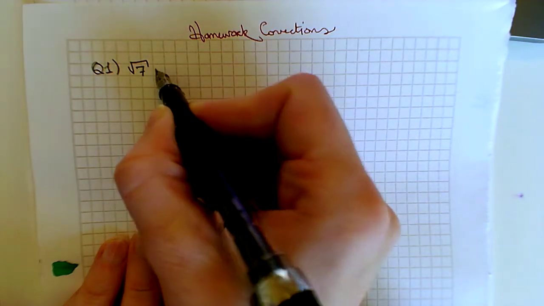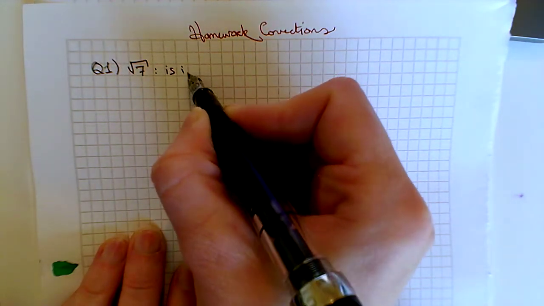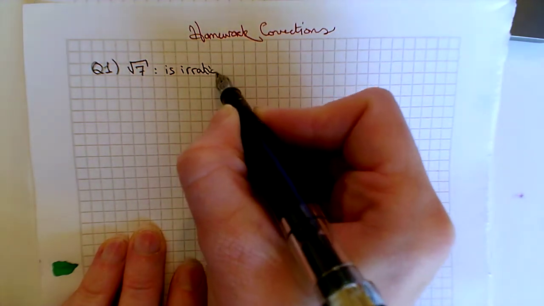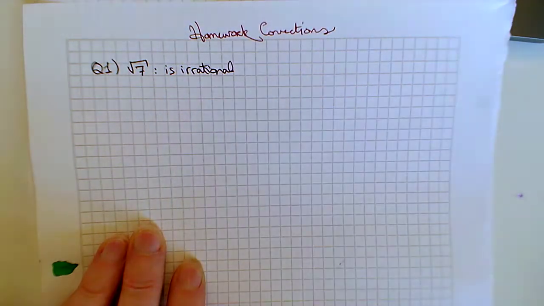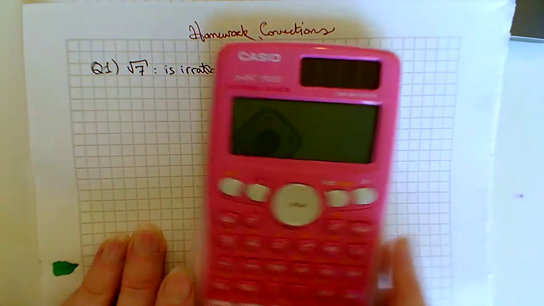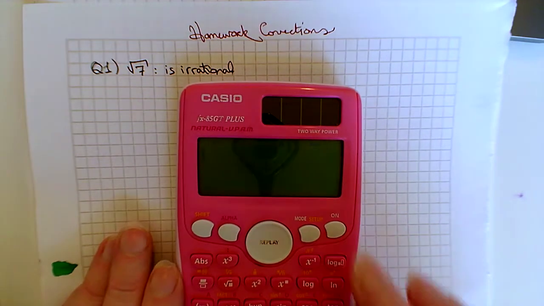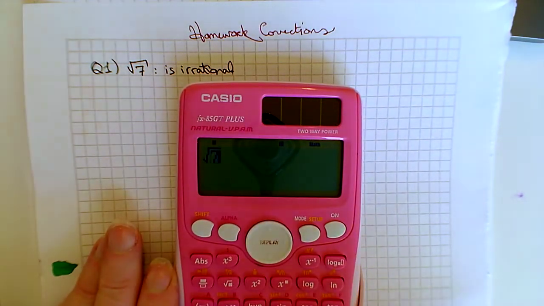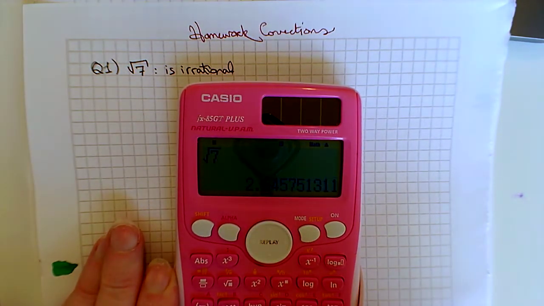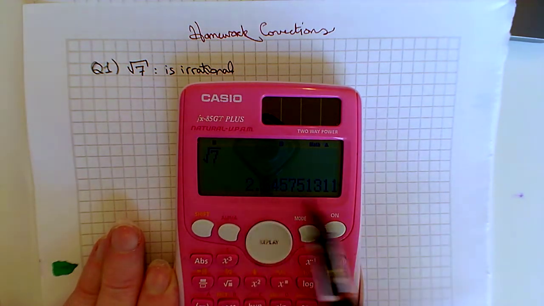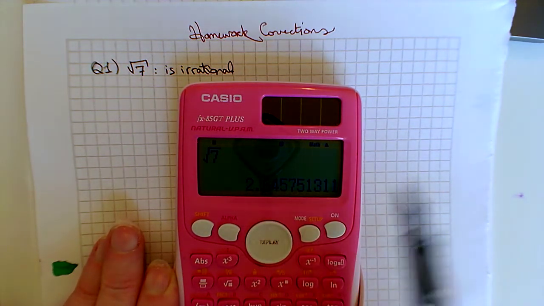Square root of 7 is irrational. How do I know? Well, it has a square root sign and it can't be simplified. So not only is it irrational, but it's a surd. But also if I type into my calculator square root of 7 and I press the change button, I get a decimal that takes up all the space and there's no repeating pattern.